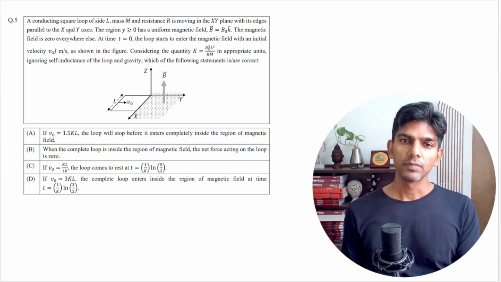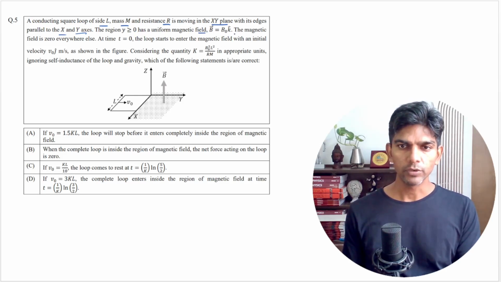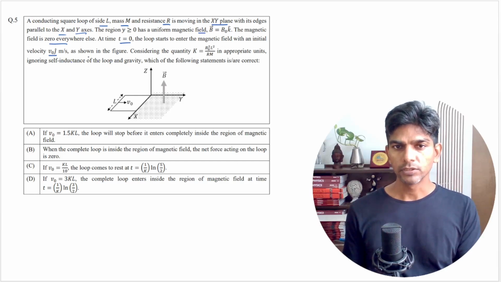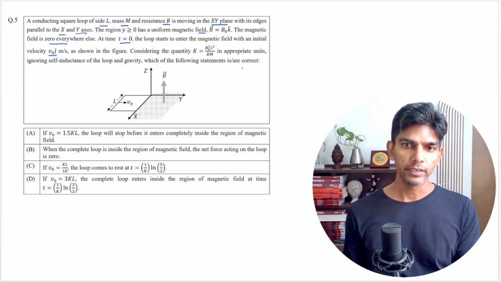So let us first read the question. A conducting square loop of side L, mass M and resistance R is moving in the xy plane with its edges parallel to the x and y axes, and the region y greater than or equal to 0 has a uniform magnetic field which is B naught k cap. The magnetic field is 0 everywhere else. At time t equals 0, the loop starts to enter the magnetic field with the initial velocity v naught j cap meters per second as shown in the figure. Considering the quantity k is B naught squared L squared upon R M in appropriate units, ignoring self-inductance of the loop and gravity, which of the following statements are correct? So let us see the options.